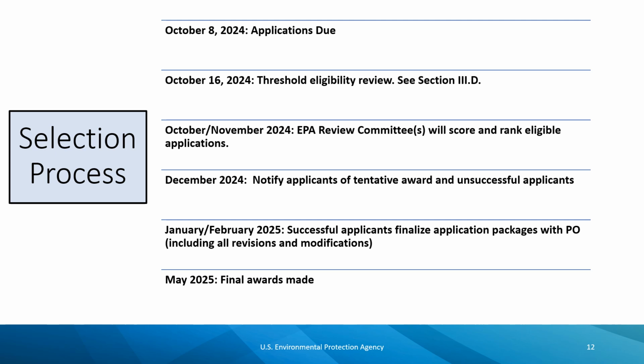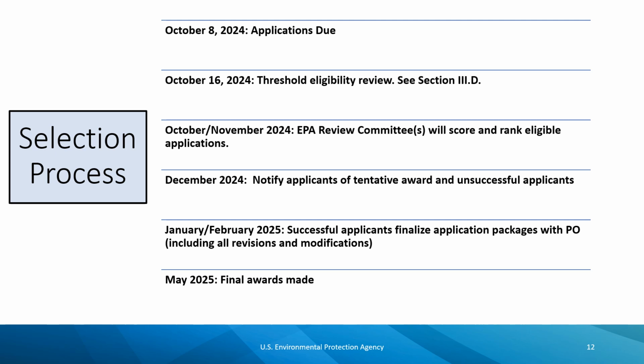EPA merit review committees will then score and rank all eligible applications. This should be completed by the end of November 2024. In early December 2024, EPA will notify those applicants selected for tentative awards. Unsuccessful applicants will also be notified at that time.